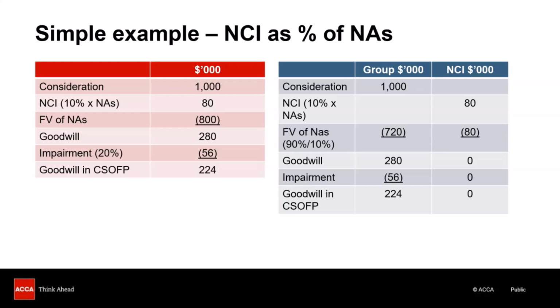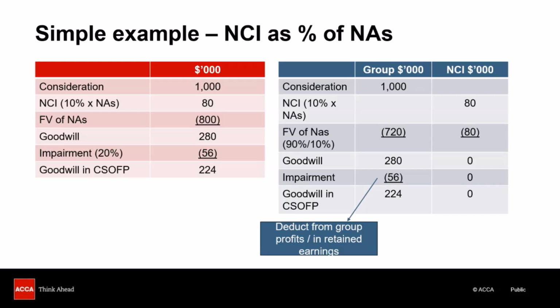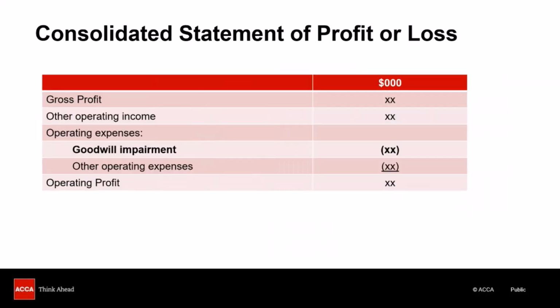Now let's see, how is it going to be distributed between the group and the NCI? If we are talking about proportionate share method, then the whole amount is going to be charged to the group. You can see over here, impairment is only charged to the group retained earnings and nothing is charged to NCI. So we deduct it from the group retained earnings.